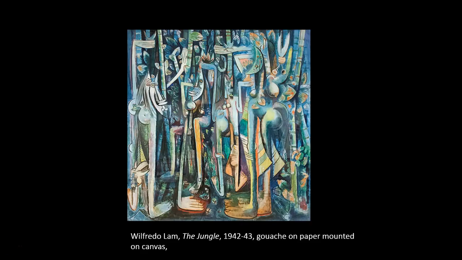The next artist that we're going to be looking at is Wilfredo Lam. This is entitled The Jungle, done in 1942. It's gouache, which is a type of watercolor, but more opaque, on paper, mounted on canvas. Wilfredo Lam remains probably one of the most renowned painters from Cuba. His painting, The Jungle, remains his best-known work and an important painting in the history of Latin American art and the history of 20th century modernism more broadly.